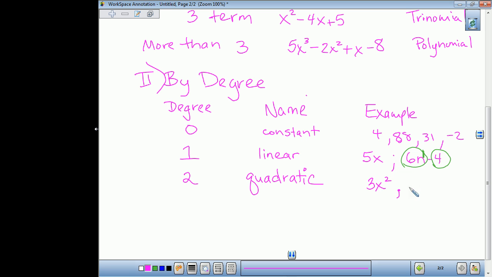Let's write a quadratic binomial now. Let's say we have 4x squared minus 2x. This is a quadratic binomial because the highest degree is 2 and it has 2 terms. What could I do to turn this into a quadratic trinomial? Put another number at the end. Now it's a quadratic trinomial. So you name it by highest degree.